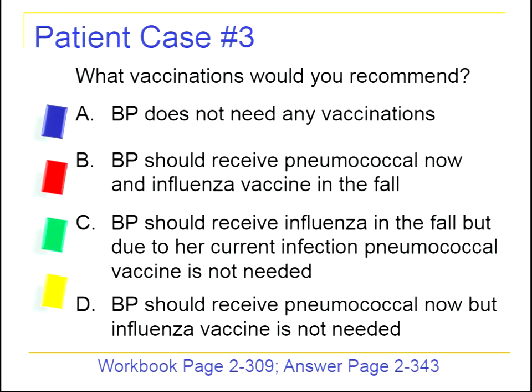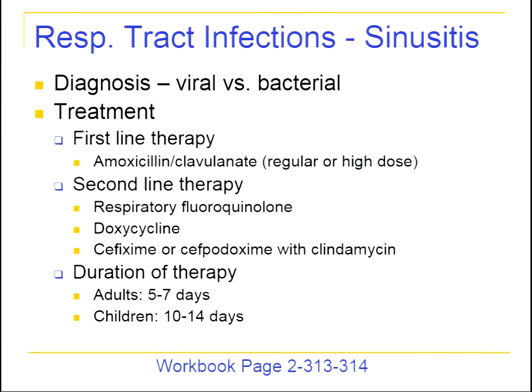So going back to that, the recommendation then, or the correct answer for case number 3 is BP should receive pneumococcal now and influenza in the fall. And she should receive PCV13 now and then PPSV 23 a year from that PCV13 vaccine.